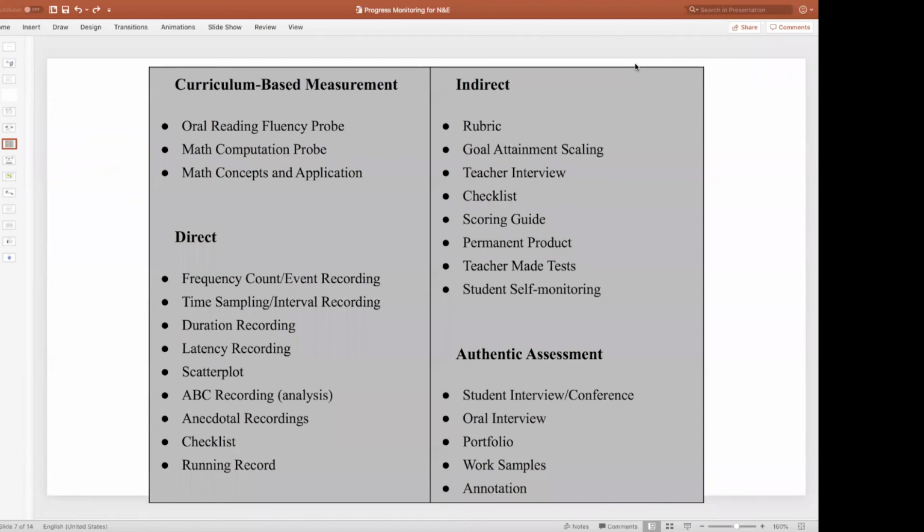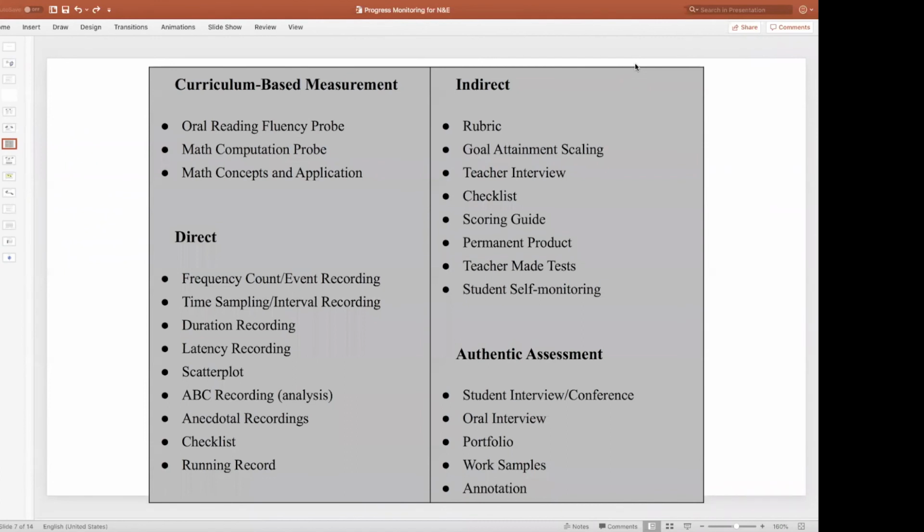Scatter plot is one that I really like. I don't see much with that, but scatter plot is a real good measure. Then you're looking at your ABC recordings. Those are, as you know, all behavior related.